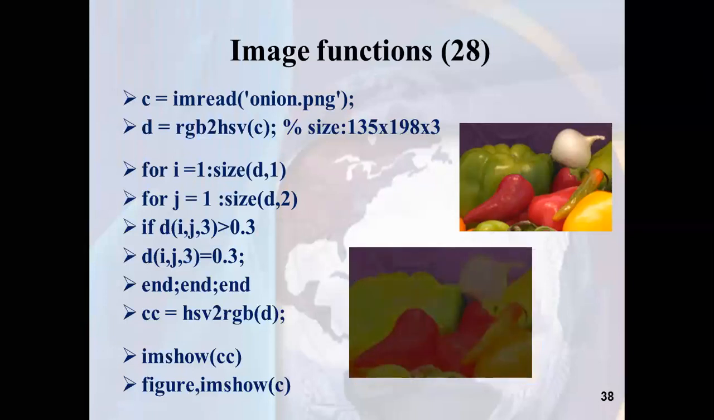And here, when we change the third matrix, which is the value V of HSV, if any value greater than 0.3 is set to 0.3, and we return to the RGB space and display the image, we obtain this image. And we see that the quality of the image is not good. The colors are not good.